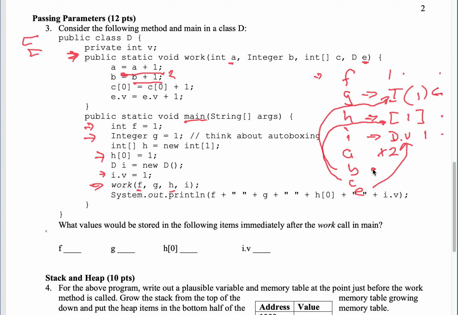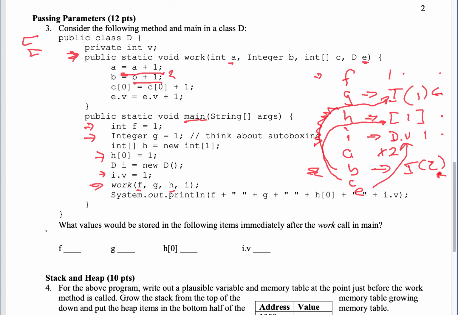That means there is a new integer object that has a 2 in it that gets assigned to b down here, right? b is no longer referencing that integer object. b is now referencing a new integer object that contains a 2.